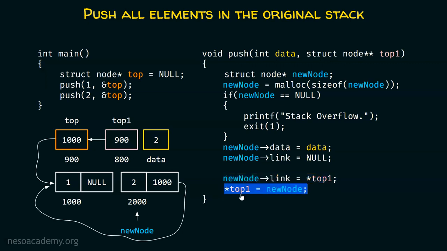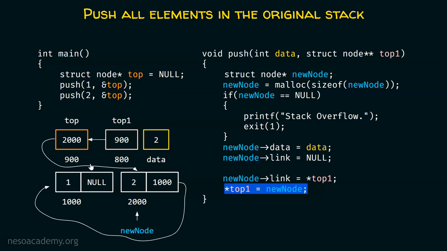After this, we have to update our top pointer. That is why this line of code is required: star top 1 equal to new node. Star top 1 means top, right? We can replace star top 1 by top. Here, this line of code means top equal to new node, okay? Star top 1 gives access to this location, and here we are trying to put the address of this node in this location. Therefore, 1000 will get replaced by 2000, correct?